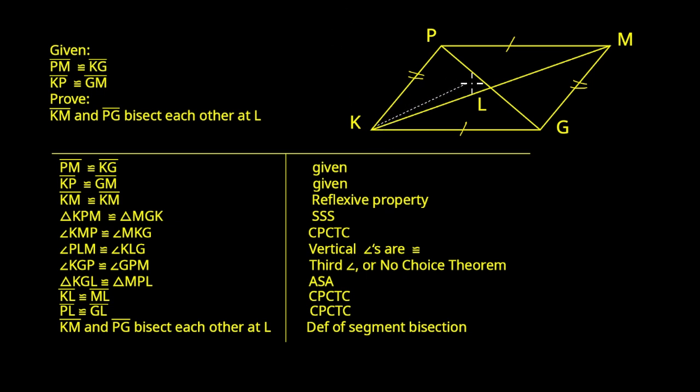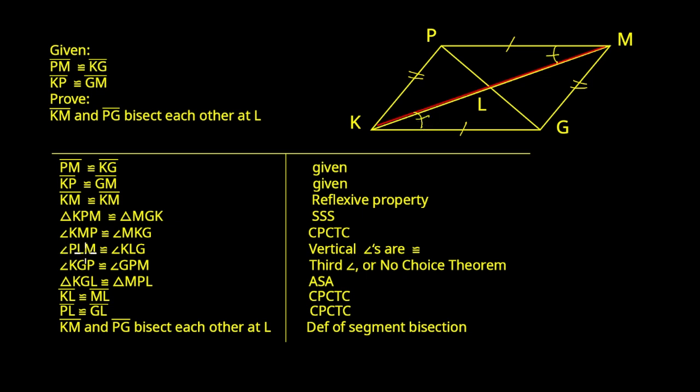For KM, we're going to do this in red, showing it's that whole length over here. Then triangle KPM is congruent to triangle MGK, SSS, side, side, side. We've got all three sides of these triangles. Then angle KMP is congruent to angle MKG, CPCTC. Corresponding parts of congruent triangles are congruent. So KMP over here is congruent to MKG over there.